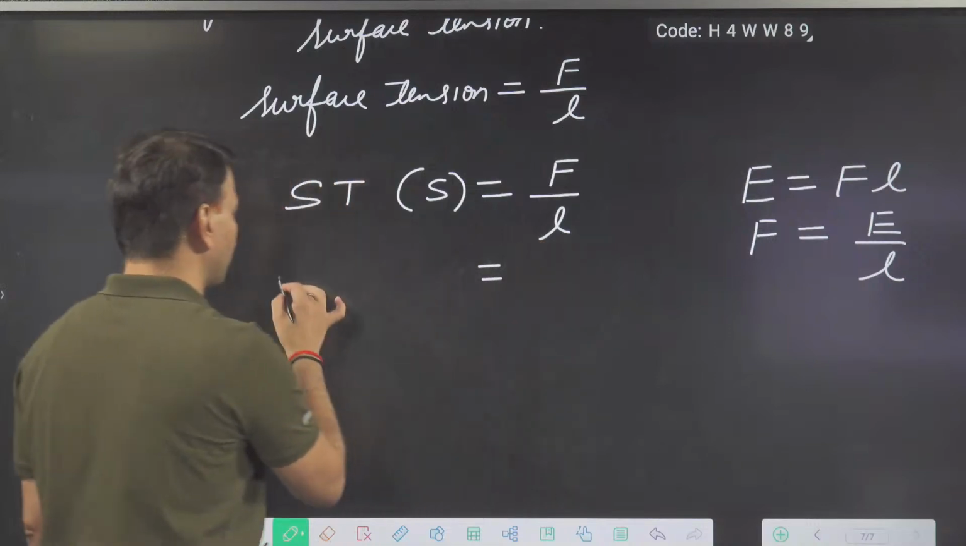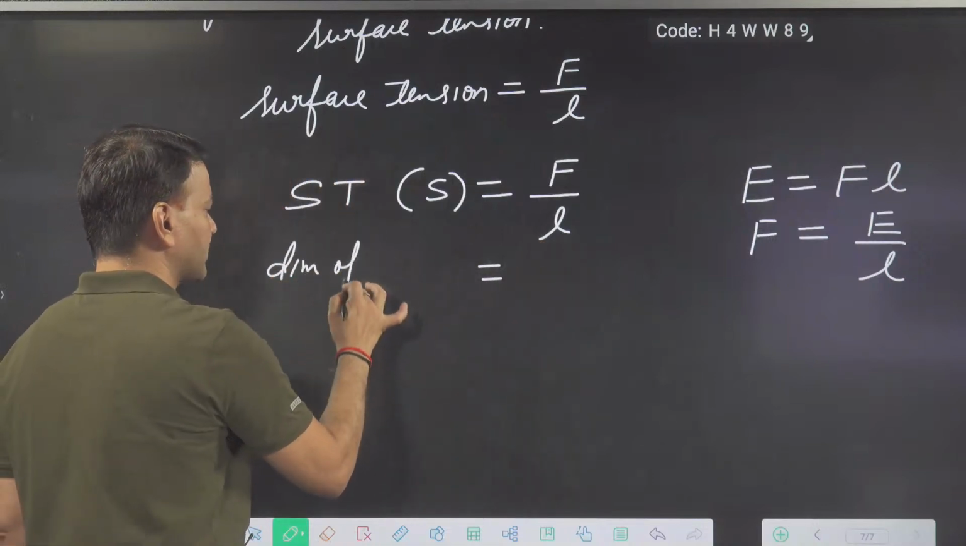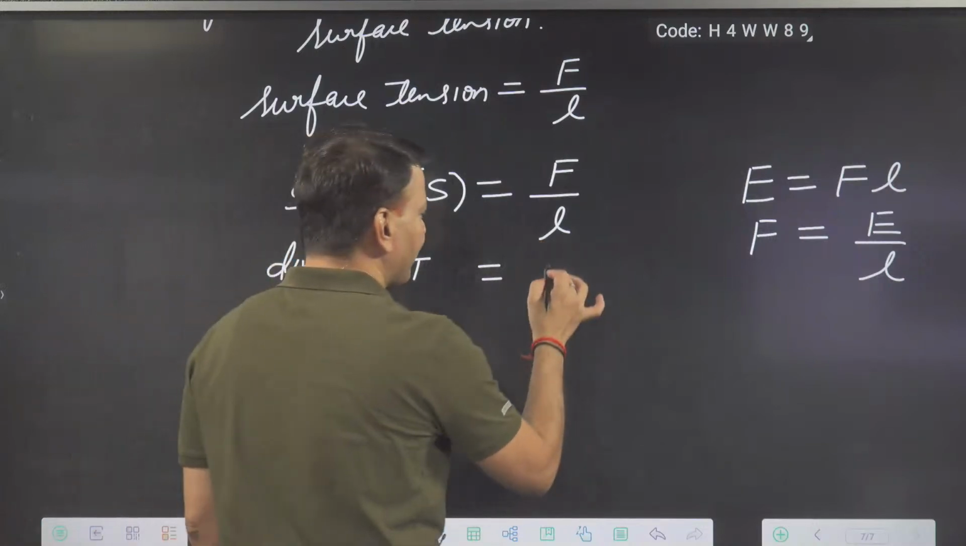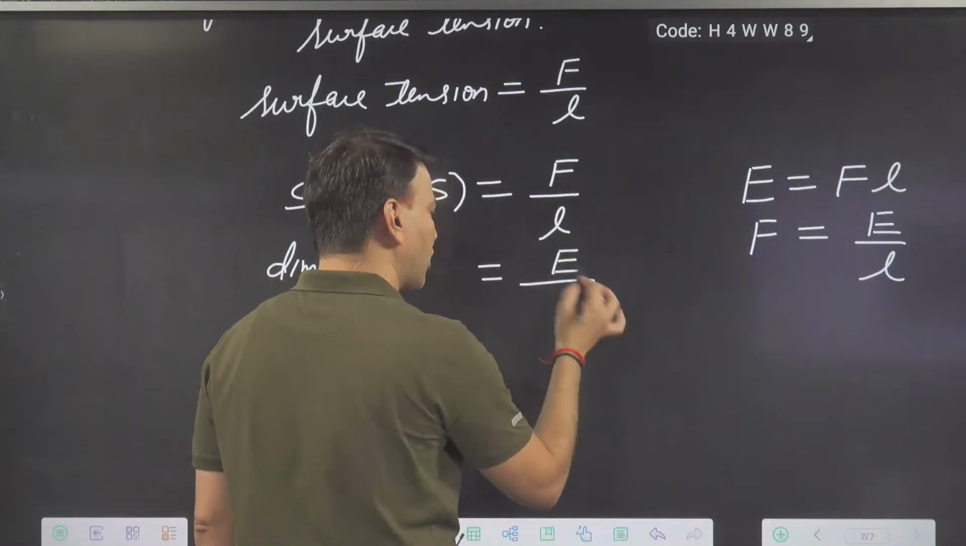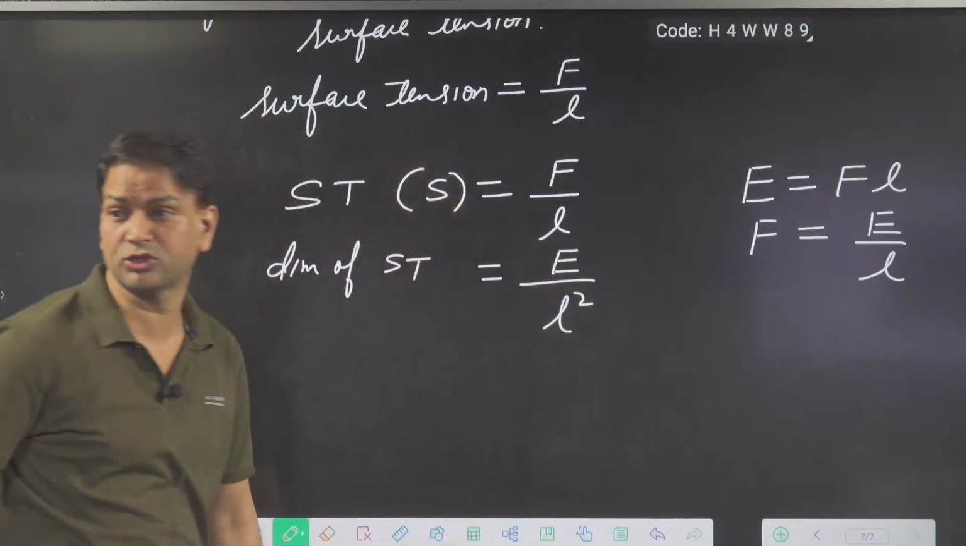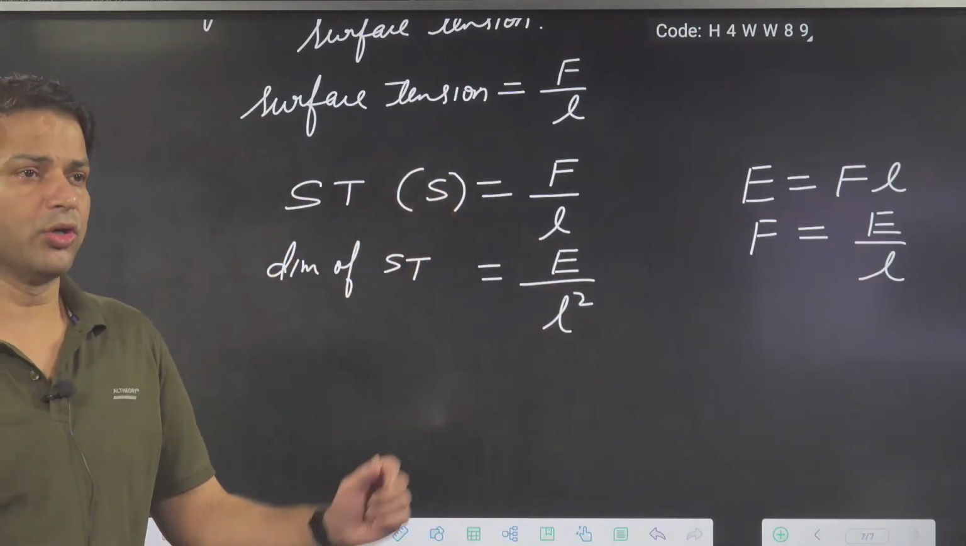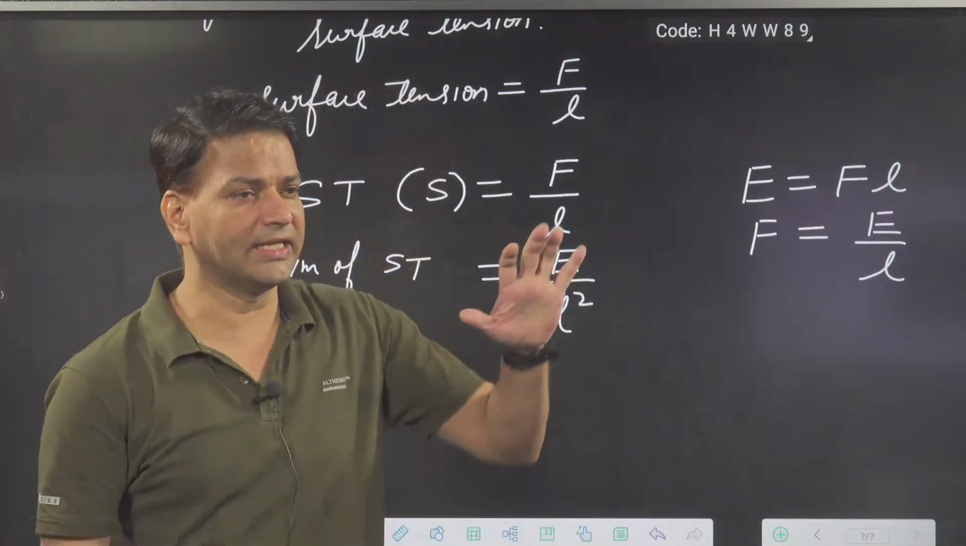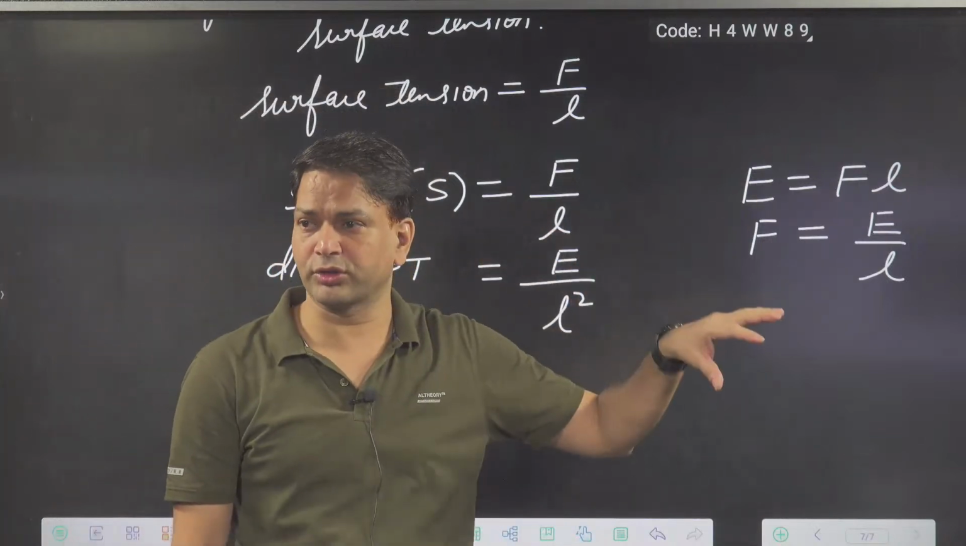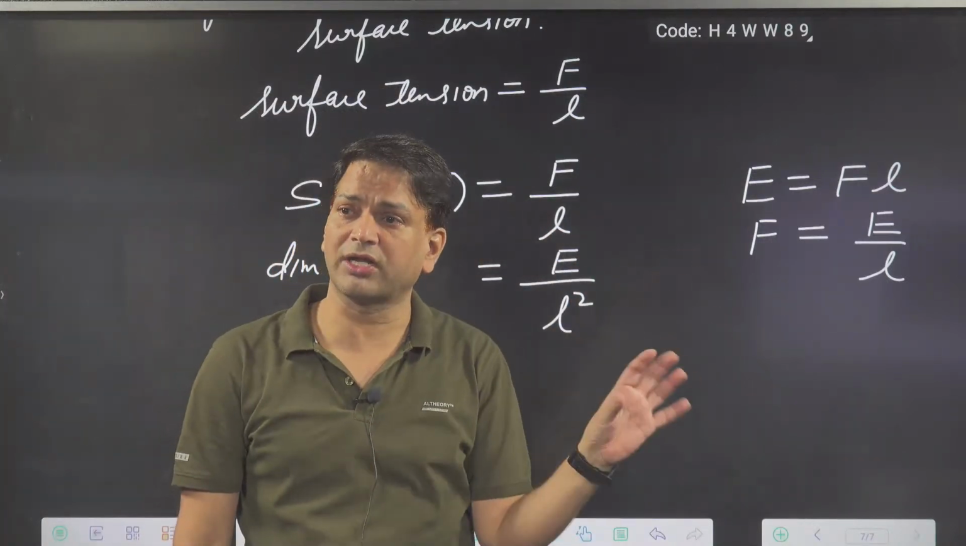Now here I can say, this F in terms of dimension. Dimension of surface tension, I can say F is E by L. L is already there, so I will get L square. So E by L square. Now E is fundamental, so E I have to keep. But L is not a fundamental.